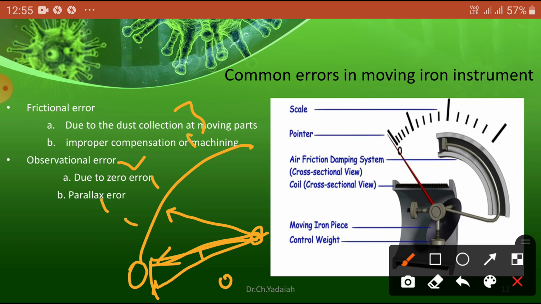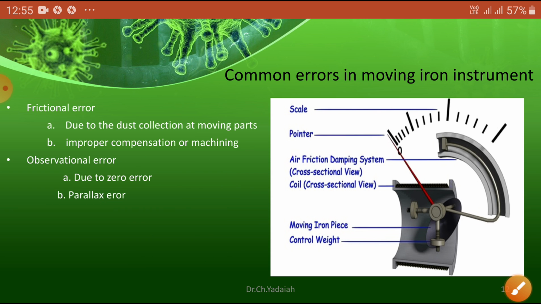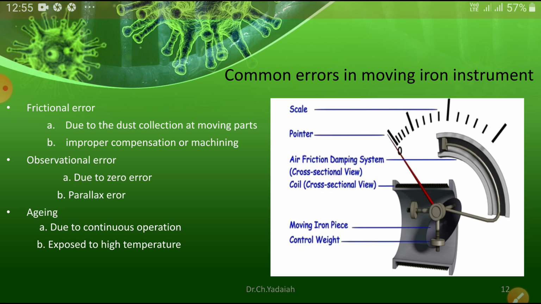At the same time, while observing, if you view from this side or that side, it will give an error. You have to view it vertically at 90 degrees, then you get no parallax error. That is one example. Next, the observational error due to zero error, and another is the parallax error. Parallax error can be avoided with the help of a mirror placed in between the calibrated scale. The next error is aging.